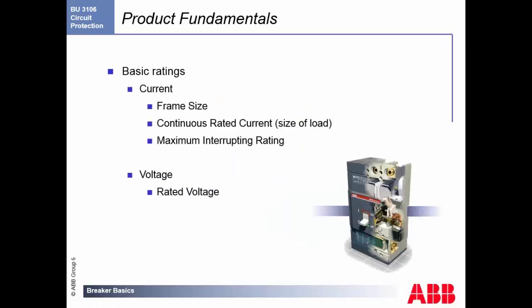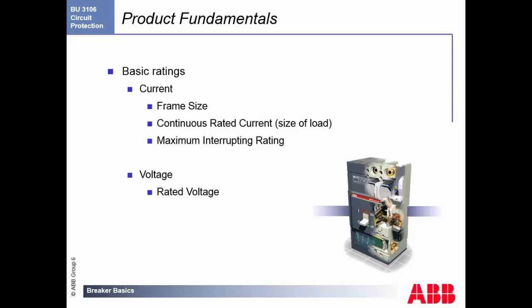Basic ratings that you'll see on breakers are the current, which is usually referred to as frame size. There are various frame sizes that you can have. Continuous rated current, that means that's the current that can go through the breaker without causing any problems to the breaker or to the load. Basically what size of load that you're having, such as 800 amps, 1,000 amps, or what have you. 2,000 amps is usually the maximum that you're going to see.